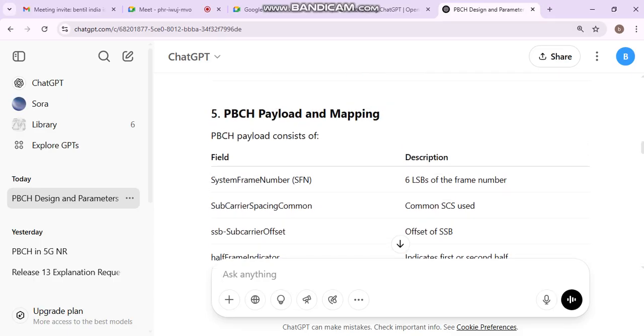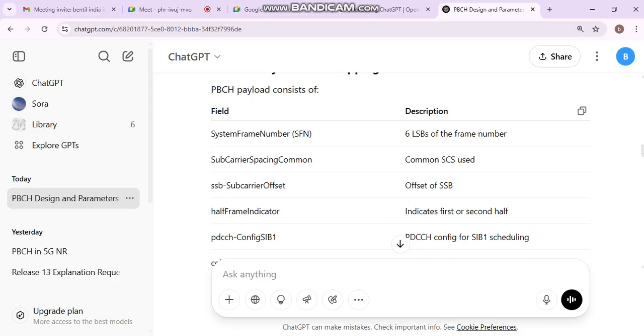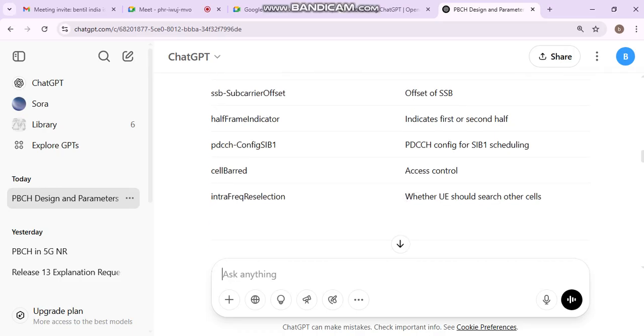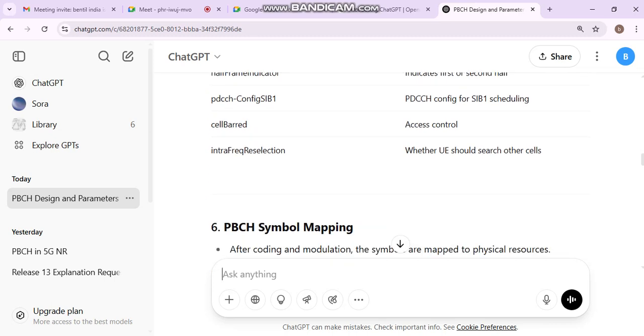PBCH payload and mapping. The PBCH payload consists of the system frame number, the 6 LSB of the frame number; subcarrier spacing, the common SCS used; SSB subcarrier offset; half frame indicator, which indicates whether it is the first or second half; PDCCH config for SIB1 scheduling; cell barred access control; and intra-frequency reselection, whether the UE should search other cells.